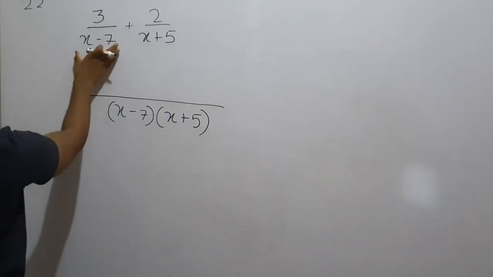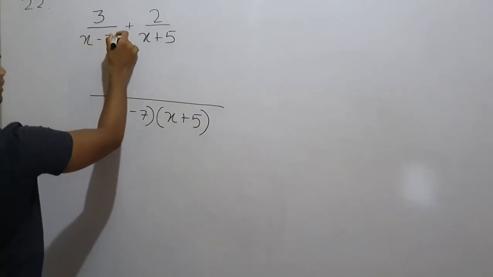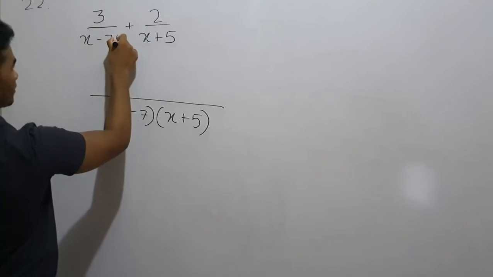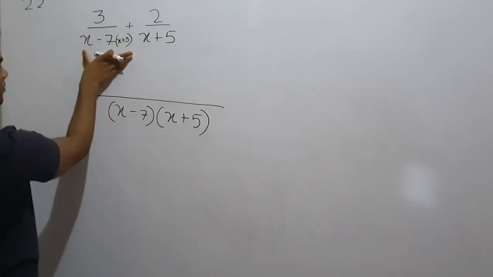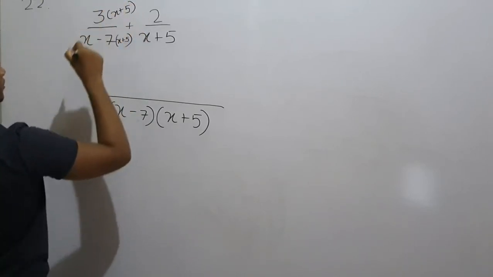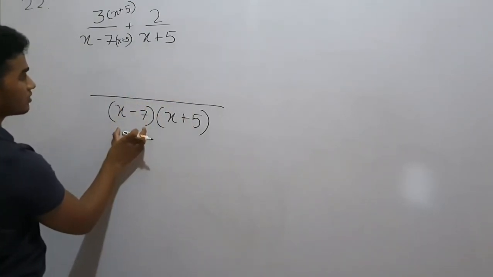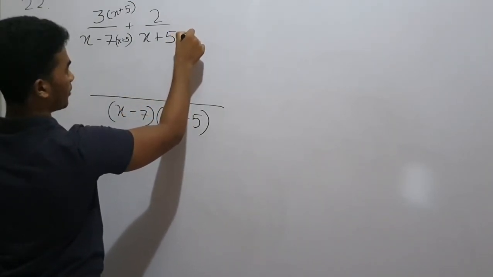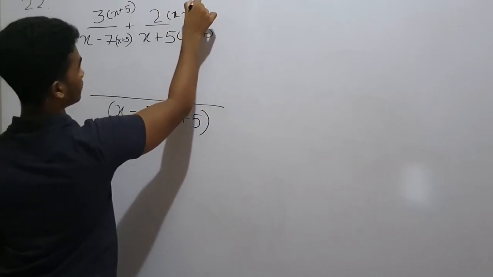Now x minus 7 is there, but x plus 5 is not there. So you should multiply this by x plus 5. Since the denominator is multiplied by x plus 5, the numerator also should be multiplied by x plus 5. Now here, x plus 5 is there, x minus 7 is not there. So multiply the denominator by x minus 7 and the numerator as well by x minus 7.